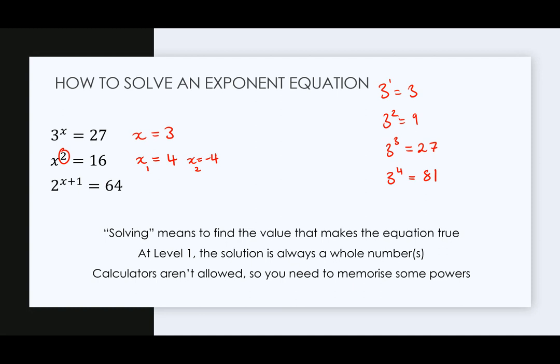This last one looks quite a bit trickier. So 2 to the power of x plus 1 equals 64. The way to do this is to figure out what power of 2 gives me 64. So let's list them out. So we can see that the power of 2 that gives me 64 is going to be 6, which means that this power here must be equal to 6. So I can write that out as an equation. And so therefore x must be equal to 5. And we're done.